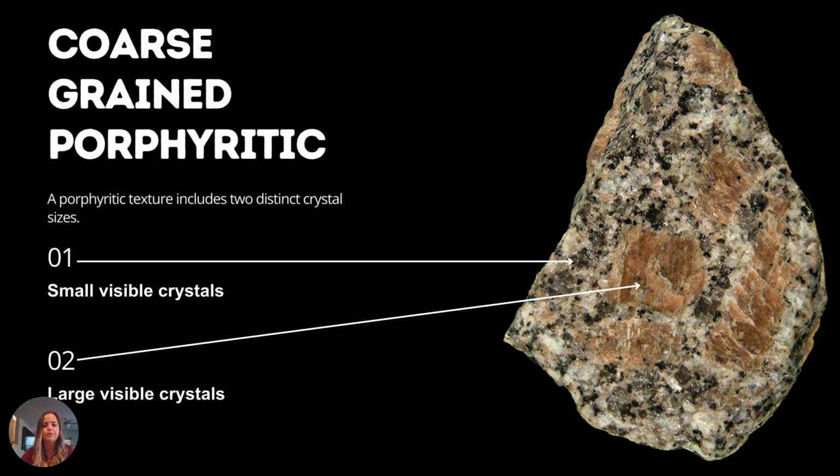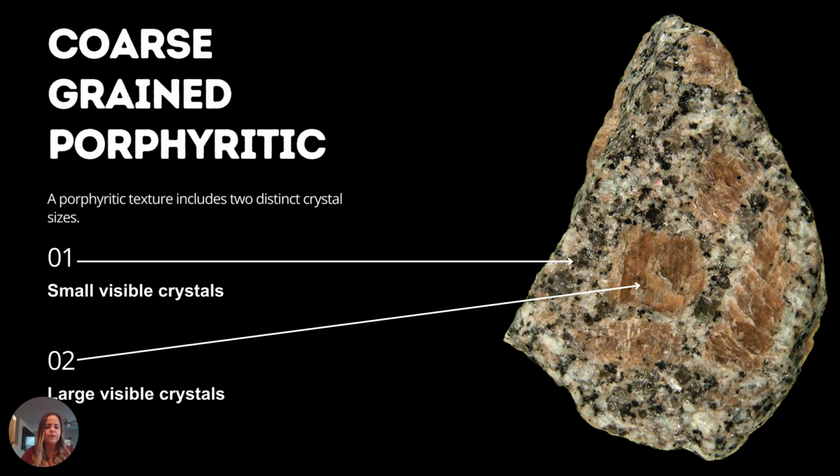So in a coarse-grained porphyritic, all of the crystals are visible, but again, we have two distinct crystal sizes here. So we have small visible crystals that are being pointed to, and then those large visible crystals, which are those pink, larger feldspars in this rock. Okay, so we've got two distinct crystal sizes here.